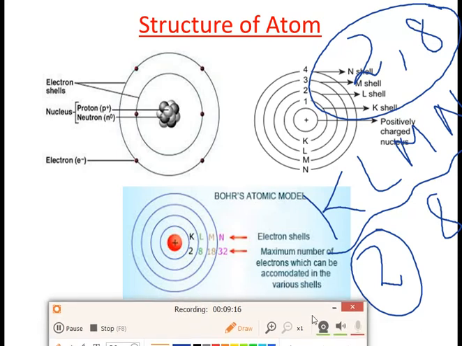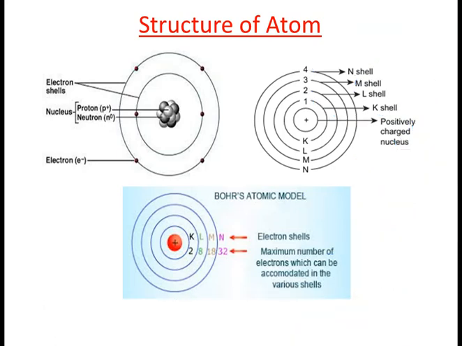So I think you have got a basic idea about the structure of atom, that an atom consists of electrons, protons and neutrons. Inside the nucleus, protons and neutrons are present. Protons are positively charged species, neutrons are neutral species. So nucleus as a whole is positive charge. Now around the nucleus we have orbits or shells in which electrons revolve. Electrons are negatively charged species.